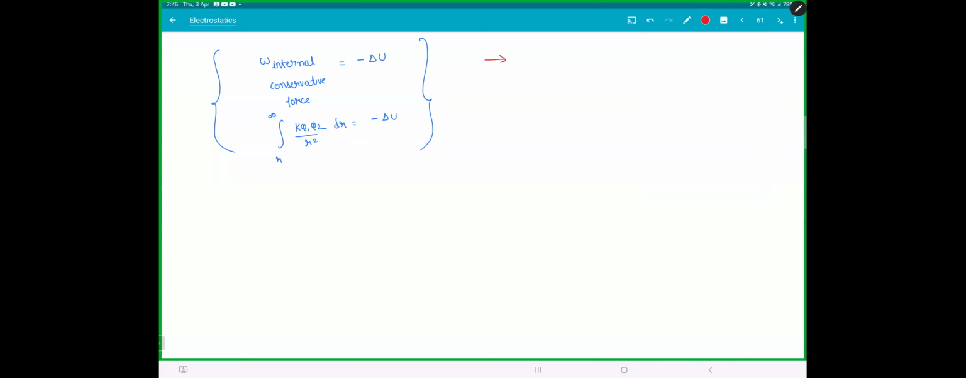Now if you look at the formula here, K Q1 Q2 by R, you have to take it with signs. So we can get even negative energy. What does negative energy mean?